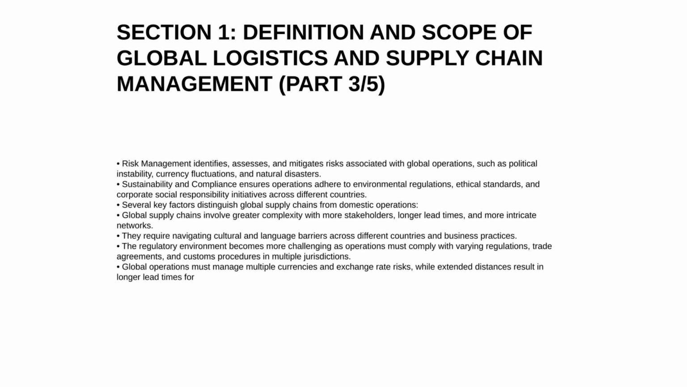Several key factors distinguish global supply chains from domestic operations. Global supply chains involve greater complexity with more stakeholders, longer lead times, and more intricate networks. Technology infrastructure disparities across countries can affect information flow and process integration, and political and economic risks like geopolitical tensions and trade disputes have greater impact on global operations. Environmental considerations also increase, as global logistics often have larger carbon footprints due to long-distance transportation.